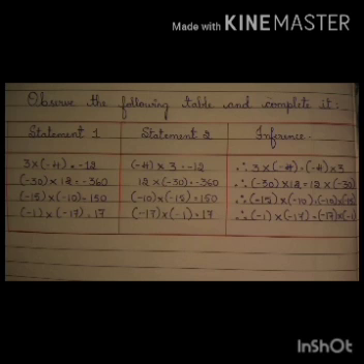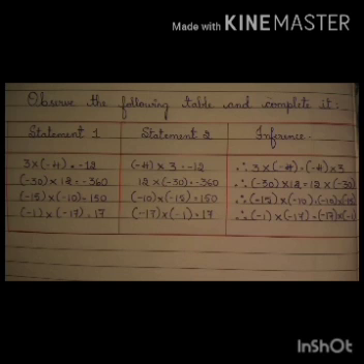So, 3 into minus 4 is equal to minus 4 into 3. Second one, minus 30 into 12 is equal to minus 360, or 12 into minus 30, that again gives us minus 360. Therefore, minus 30 into 12 is equal to 12 into minus 30.